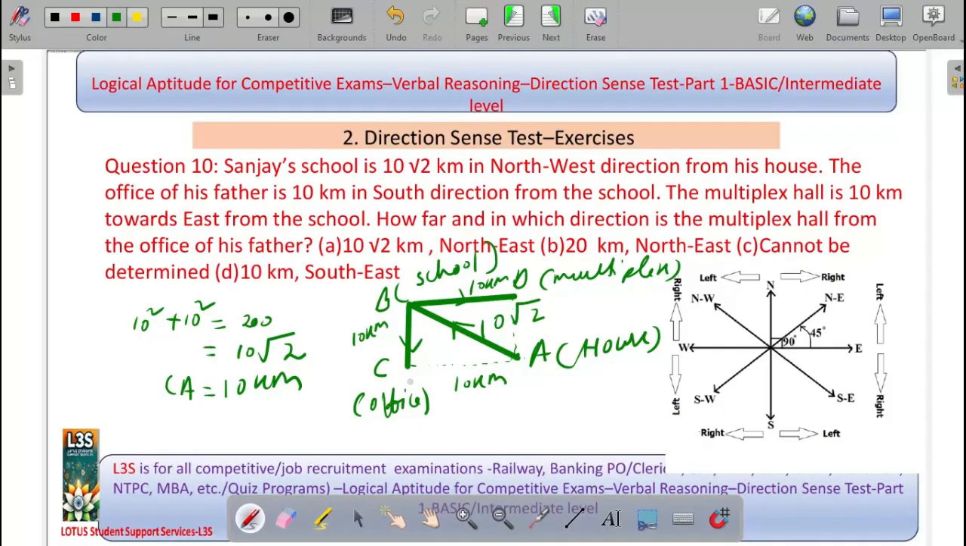Now what is the distance from C to D, office to multiplex? We have to find the C to D distance. These two, AB and CD, are diagonals of a rectangle. So CD is equal to AB, which is 10 root 2 kilometer, and the direction of CD is towards the northeast.